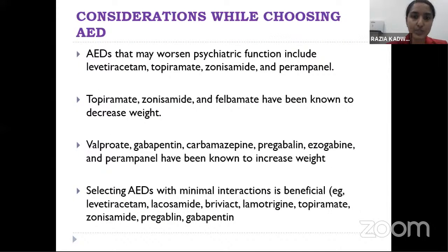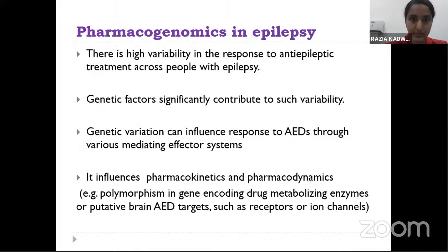So whenever you choose any drug for patients, remember that certain anti-seizure medications can worsen cognitive functions like topiramate, zonisamide, and perampanel. Few medications are known to decrease weight. So if a patient has a baseline obesity, then it's always better to opt between topiramate, zonisamide, and felbamate. There are also drugs, most of the drugs, that will cause increase in weight. So valproate, gabapentin, carbamazepine are known to increase weight in patients. And if you are using polytherapy, try to use medications with minimal drug interactions like levetiracetam, brivaracetam, lamotrigine. They have fewer drug-to-drug interactions.